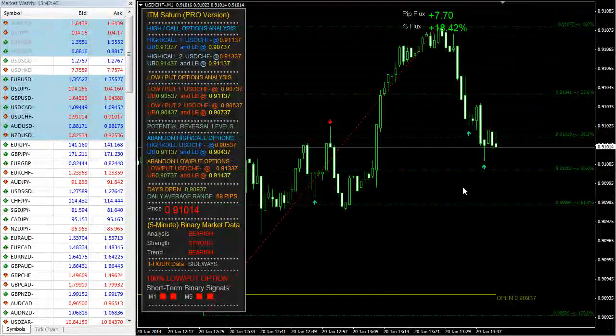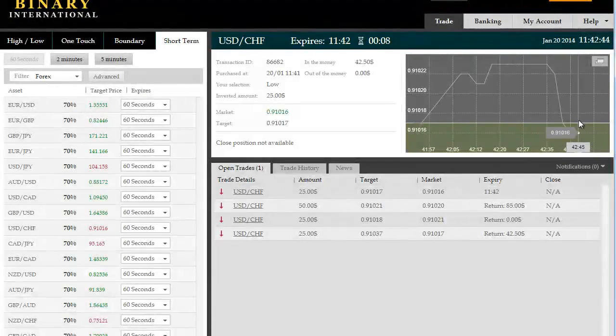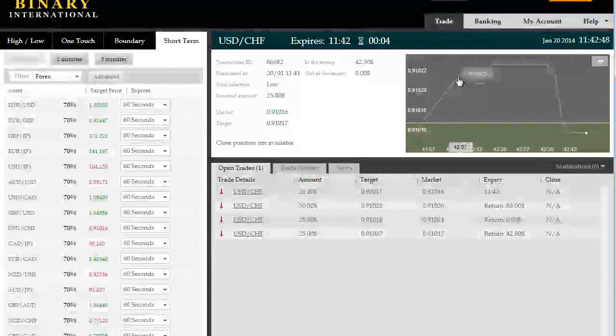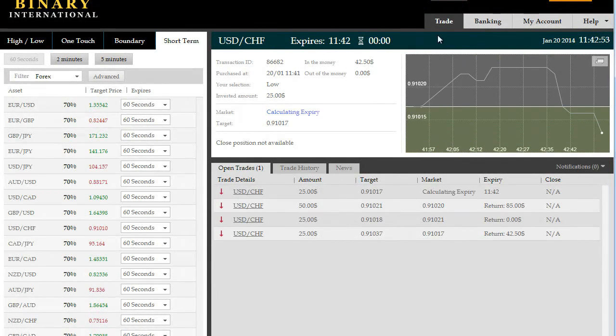We have 10 seconds left. The chart is continuing to go bearish. We're back in the money. We have another 8 seconds left before expiry, and we're most likely going to end up being in the money on this trade again. So let's see what happens. Yes, we have expired in the money. Yet another net return that's positive.